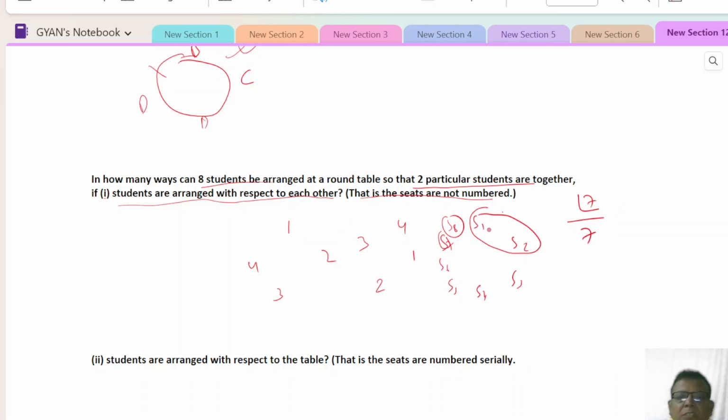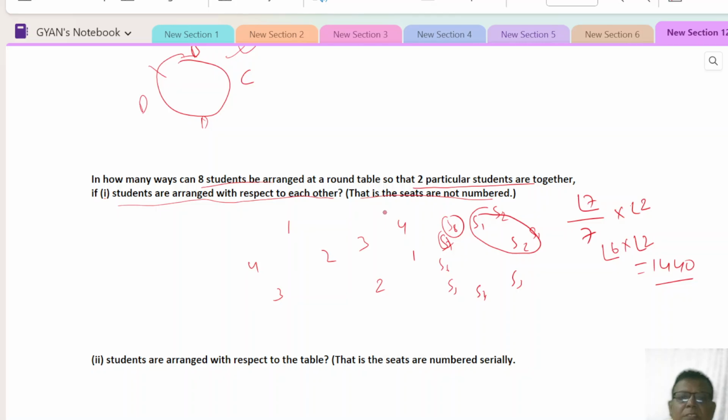And two students are together, but they can exchange their seats. That is S2, S1 also can be there. So you have to multiply by factorial 2. So that is factorial 6 into factorial 2, that is 1440.